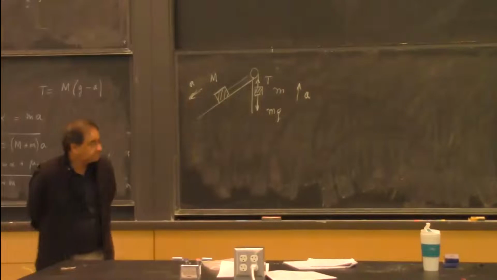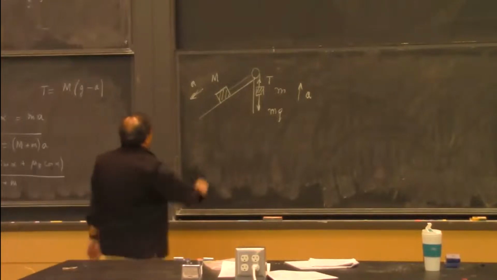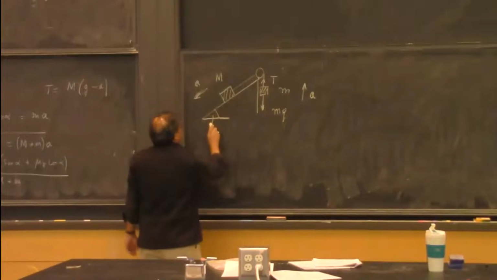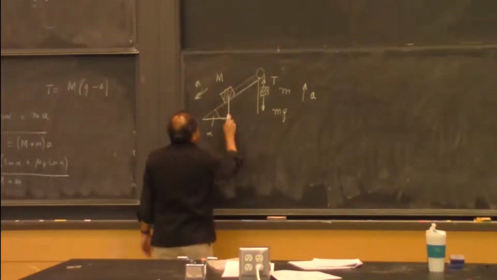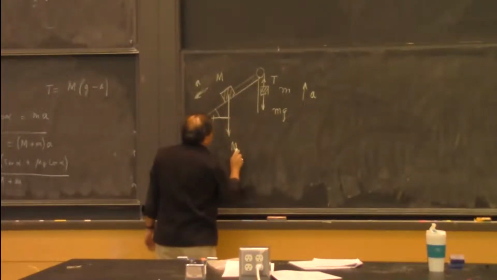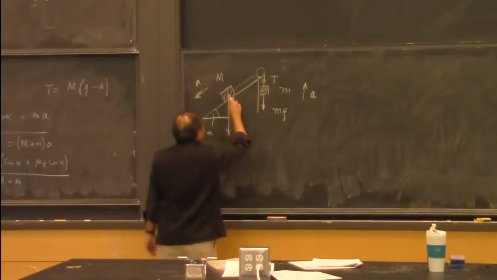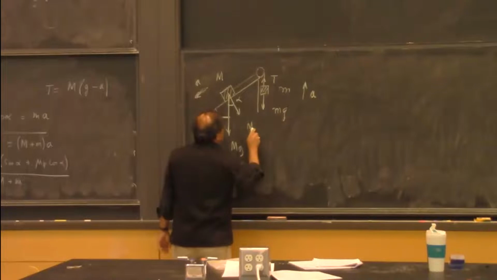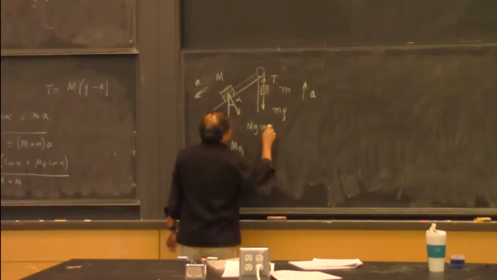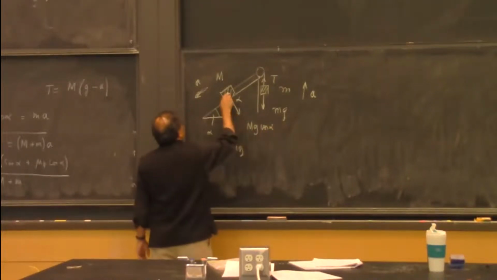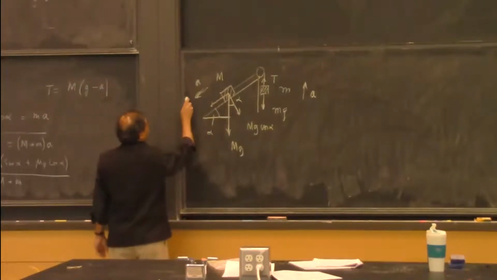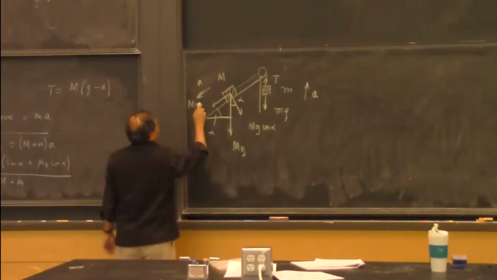Okay? So once again, like before, we still have an alpha and everything else. So we have an alpha here, which means that this is big Mg, and this piece here, alpha, is big Mg cosine of alpha, and then downward along the incline, I'll have big Mg sine.